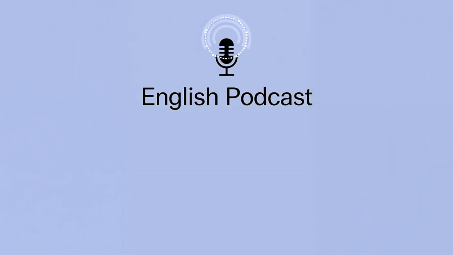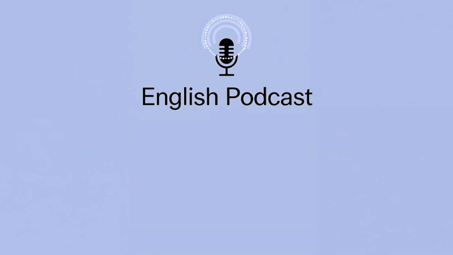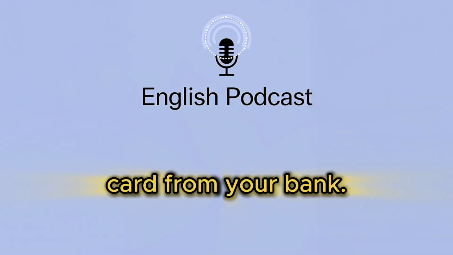Let's try to repeat them quickly. Screen, keypad, card reader, cash dispenser, deposit slot, receipt printer, and screen buttons. Wow. Okay. Now you mentioned putting your card in the card reader. What kind of card do we need? Good question. To use an ATM, you need a special card from your bank.